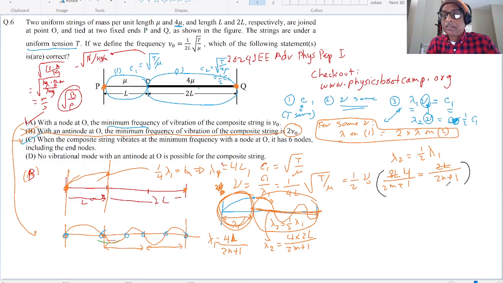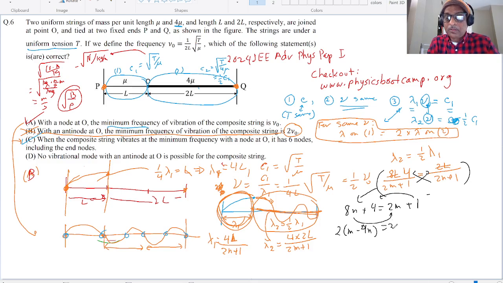So I have this. Is this allowed for some m, some n? Just cross multiply it. So I get 8n plus 4 equals 2m plus 1. Let me move this to this side, and move this to the other side. I get 2 times m minus 4n equals 3. So this is an even number and this is an odd number, so not allowed. There will be no m, n like that, so this has to be wrong.